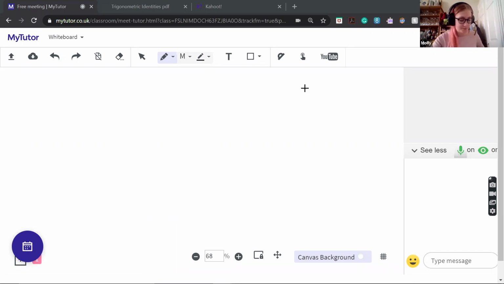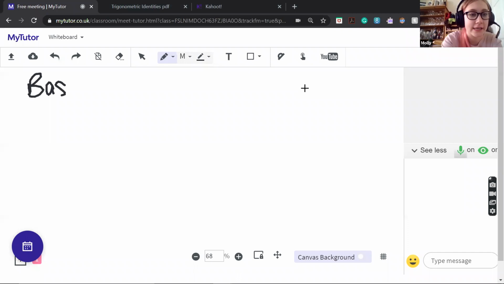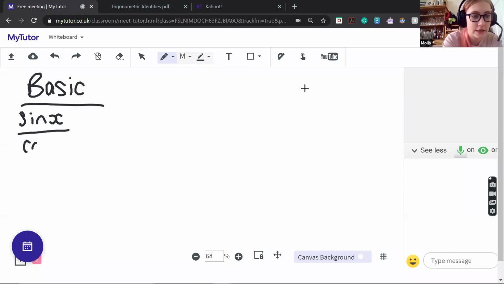So the first one, in fact, we're going to look at 2 to start with. The first one people may have heard of before. I need to make sure that I can fit these all in to the page. So I'm going to put them in different sections. These ones I'm going to call basic ones. And that is sin x over cos x equals tan x. I assume some of you have seen that one before, even if you haven't seen some of the other ones.